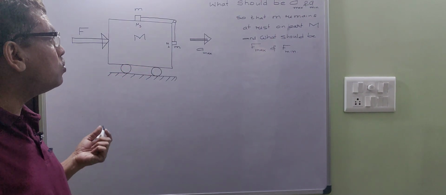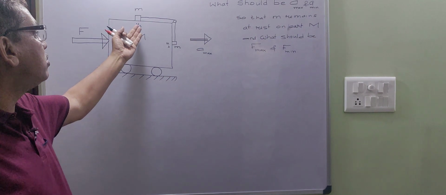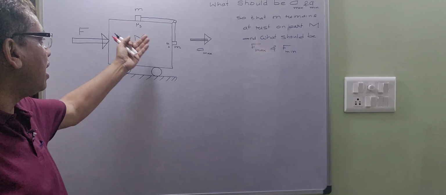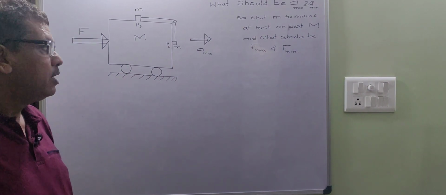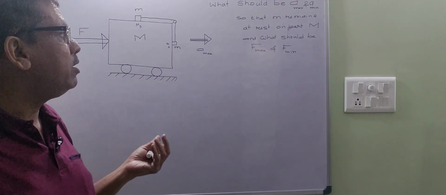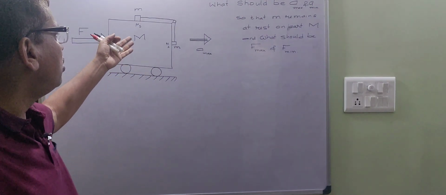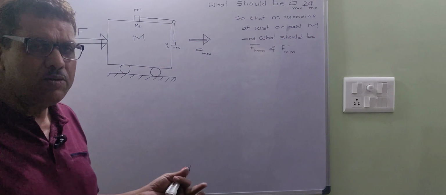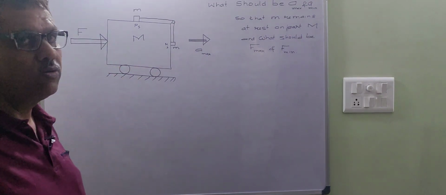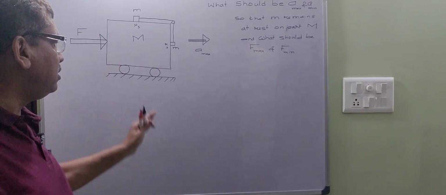or they will remain at rest on the bigger cart M, right? So this is the question, how to decide. And mu s is the coefficient of friction between the blocks and the cart. Here between the blocks and the cart, the coefficient of friction is mu s. Now we can find out the maximum and minimum acceleration by just drawing the free body diagram. It's very simple to decide, and in a very simple way we will see how to find out the maximum and minimum acceleration in this situation.